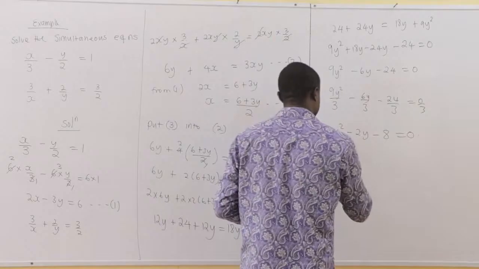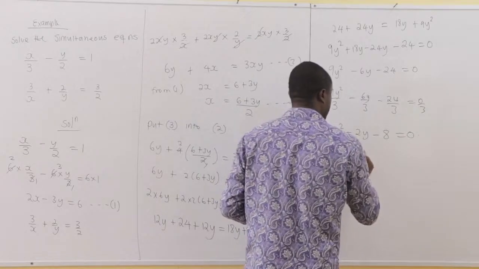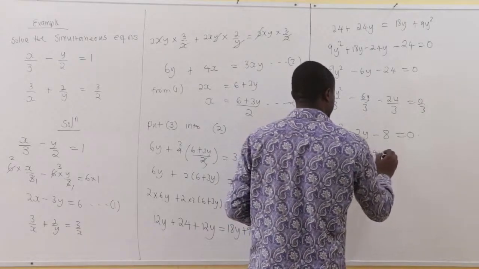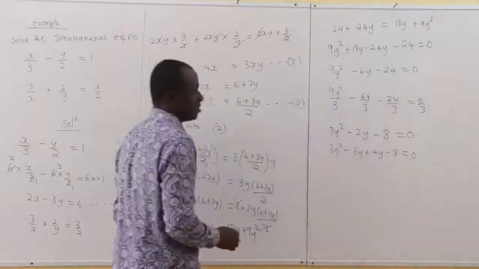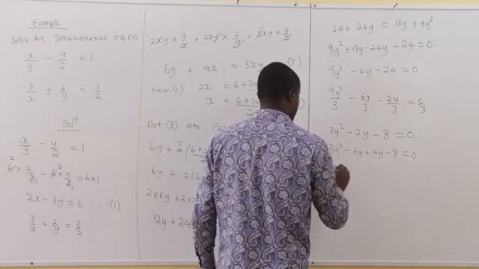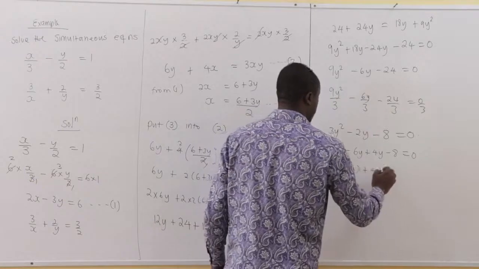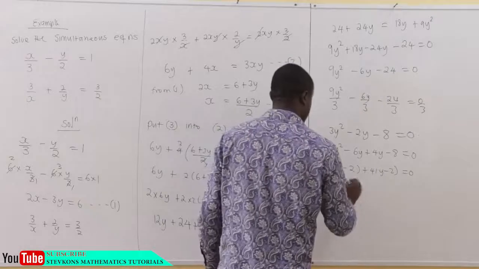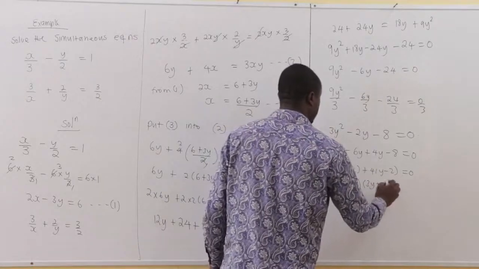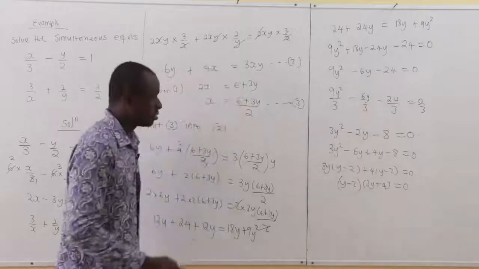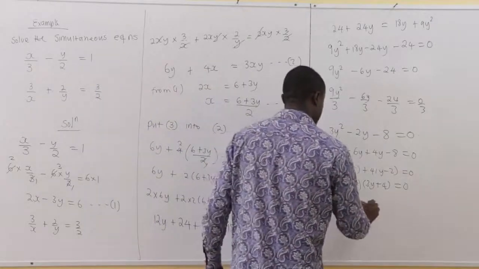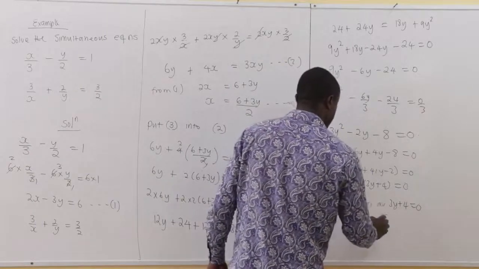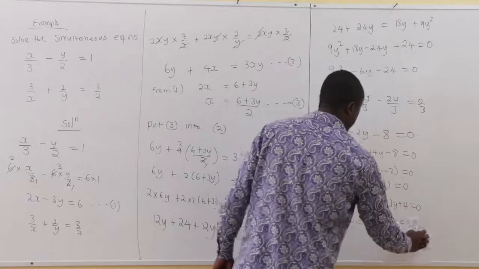So you have 3y squared minus 6y plus 4y minus 8 equals 0. Clearly, what is common? 3y is common: 3y(y minus 2) plus 4(y minus 2) equals 0. So (y minus 2)(3y plus 4) equals 0. So we have y minus 2 equals 0, or 3y plus 4 equals 0. Y is equal to 2, or y is equal to negative 4 over 3.